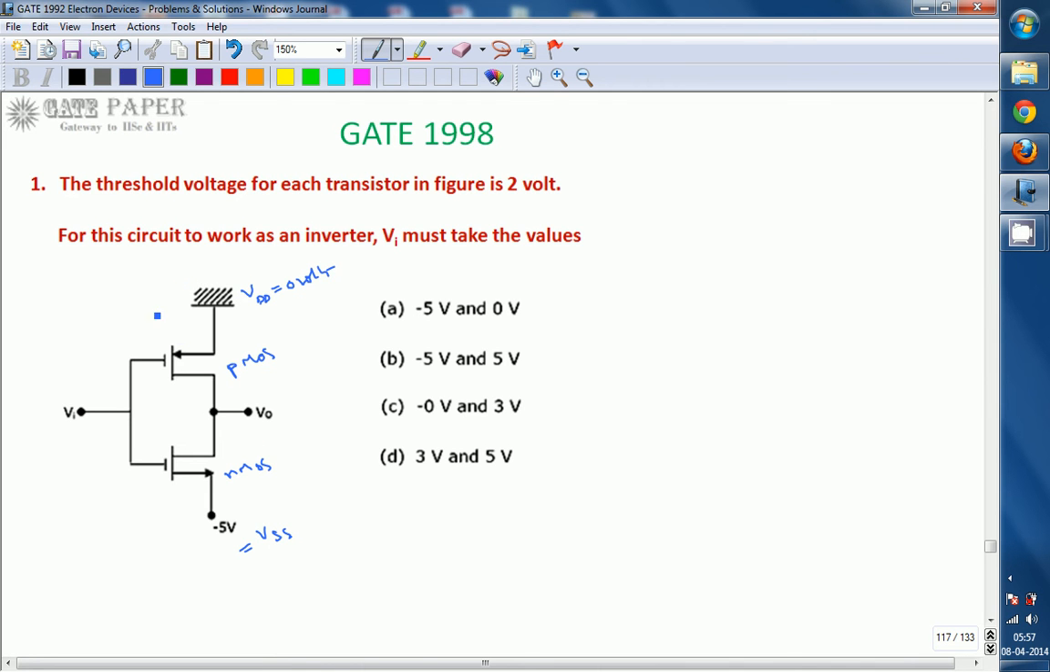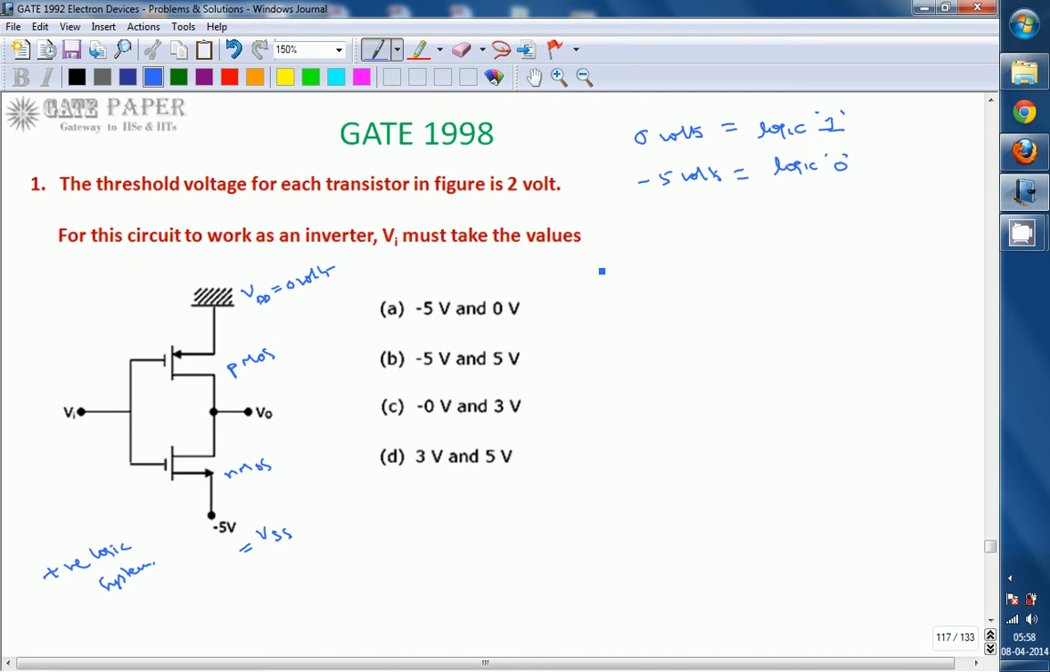Here also, for PMOS, the source must be connected to a more positive voltage than the drain. So the source is connected to 0 volts whereas the drain is connected towards minus 5 volts. So this is a positive logic system only. Remember that one. The inputs can be either 0 volts or minus 5 volts. In this one, 0 volts is logic 1, and minus 5 volts is logic 0.